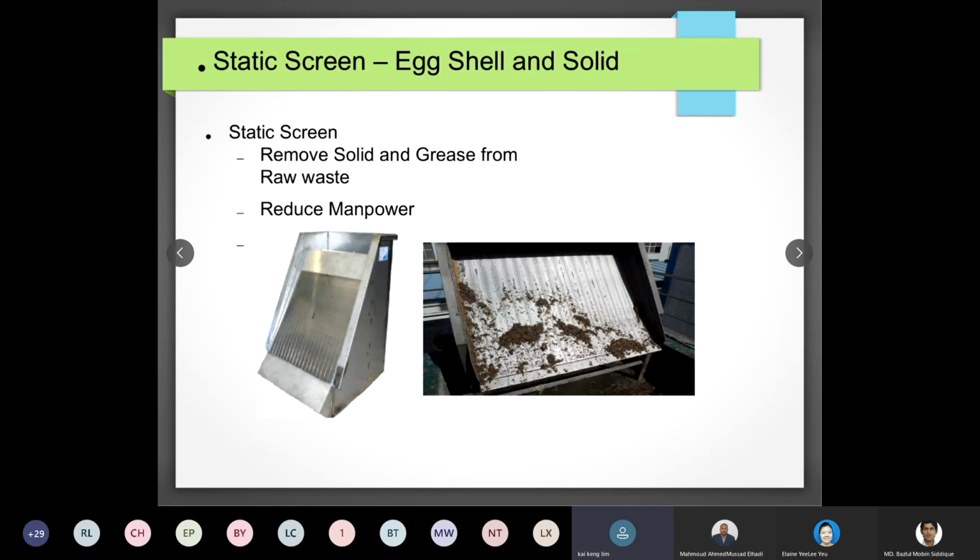Okay, for the static mixer, just now I talked about this wastewater being from egg processing. So you have eggshell, you have some chicken dung coming out from the chicken farm. So we are proposing a static mixer. Basically, it is to remove eggshell and some chicken dung, so that all this solid will not clog up our pump and the rest of the machinery system.